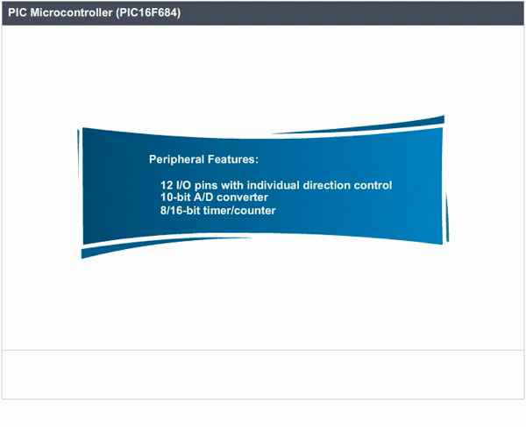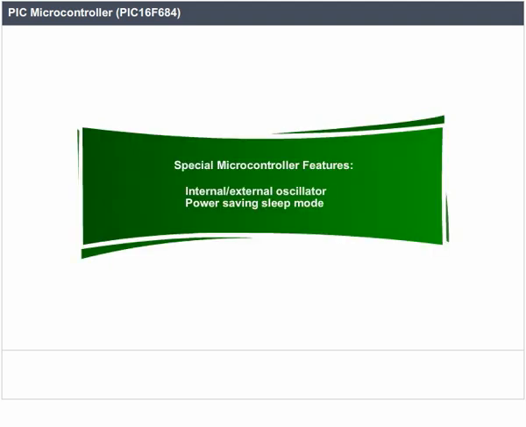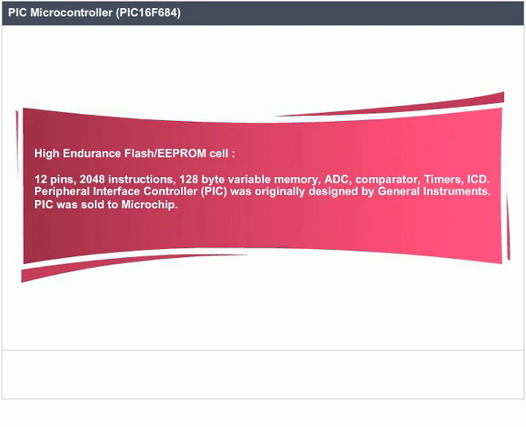Peripheral features. 12 input-output pins with individual direction control, 10-bit AD converter, 8 or 16-bit timer or counter. Special microcontroller features. Internal or external oscillator, power saving sleep mode. High endurance flash or EEPROM cell, 12 pins, 2048 instructions, 128 byte variable memory, ADC, comparator, timers, ICD. Peripheral Interface Controller PIC was originally designed by General Instruments. PIC was sold to Microchip.